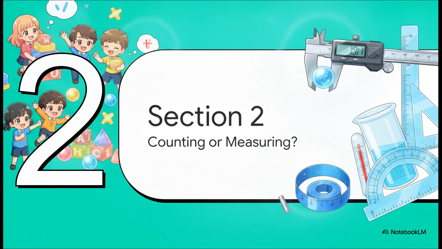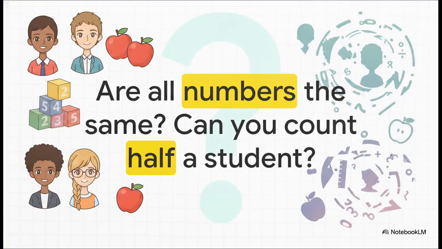Section 2. Counting or measuring. So it turns out numerical data actually has twin siblings. One twin is for counting and the other is for measuring. Let me ask you a very important question. Are all numbers exactly the same? Like, can you count half a student in your classroom? No way. That would be super weird. And it leads us perfectly to our first numerical twin.